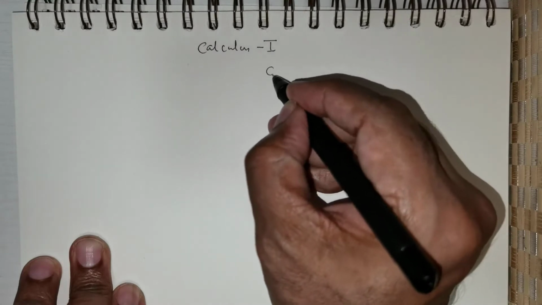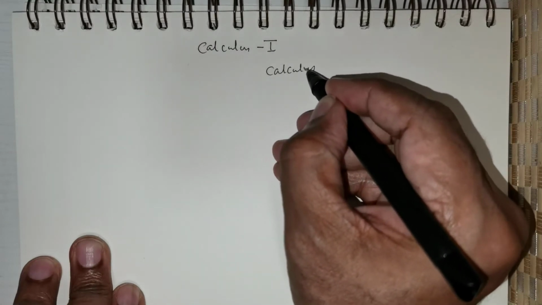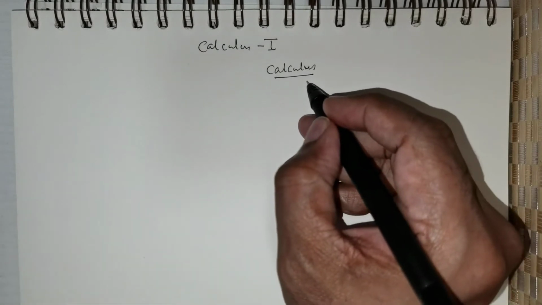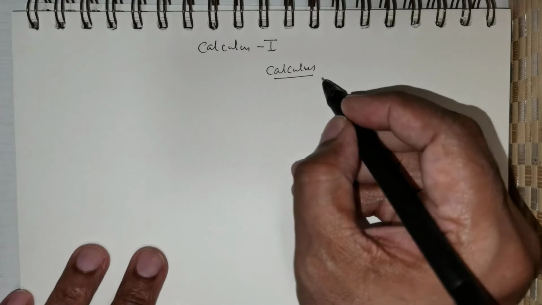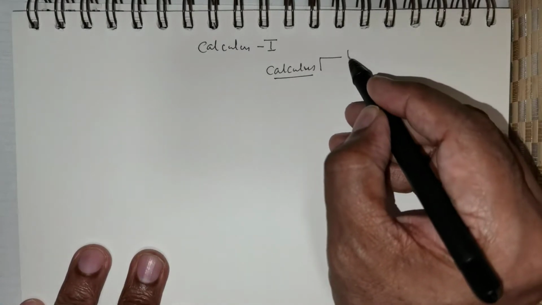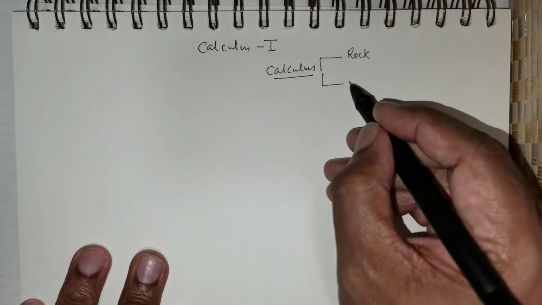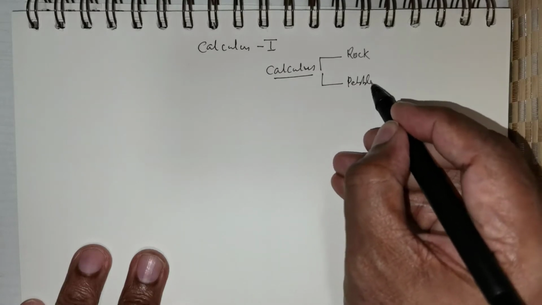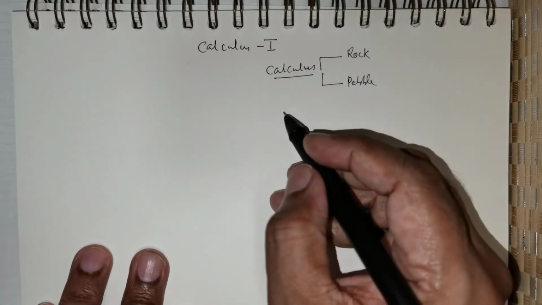Now what is the meaning of the word calculus? It is imperative that we understand the essence of the subject by knowing its meaning. Two of the ancient languages define calculus to be a rock, and the other language defines calculus to be a pebble. Of course both mean a hard stone.